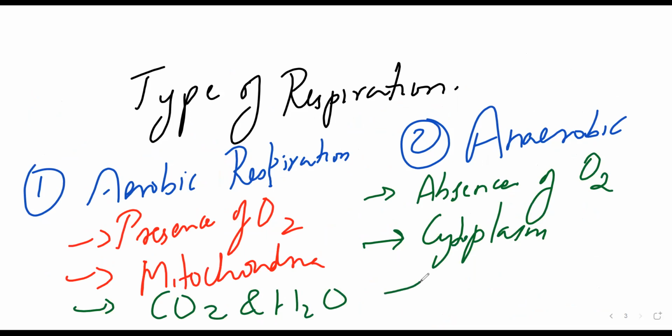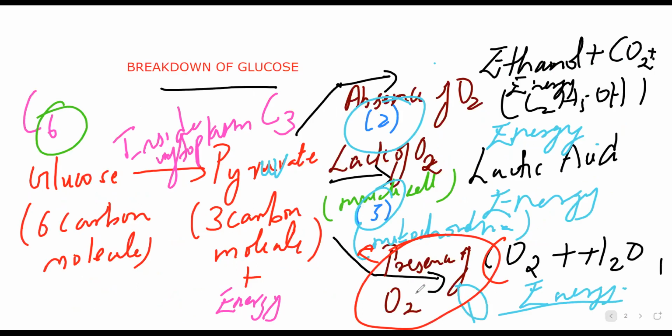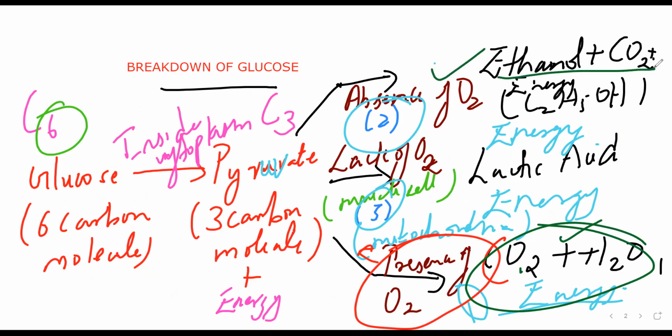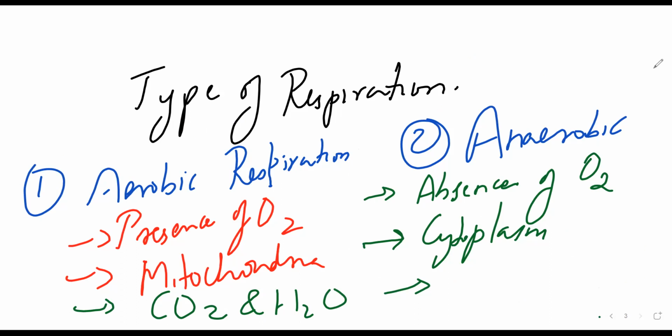Then anaerobic. What is our end product we are getting here? Last thing: carbon dioxide. In the presence of oxygen, we are getting carbon dioxide and water. In the absence of oxygen, what are you getting? Ethanol plus carbon dioxide plus energy. So it is the same thing I taught in the last one. You got the point?